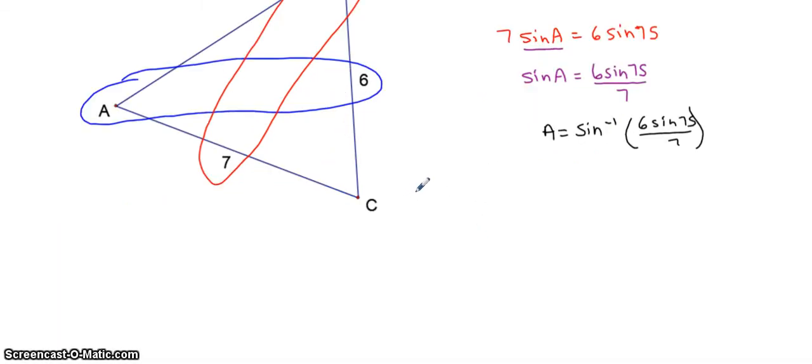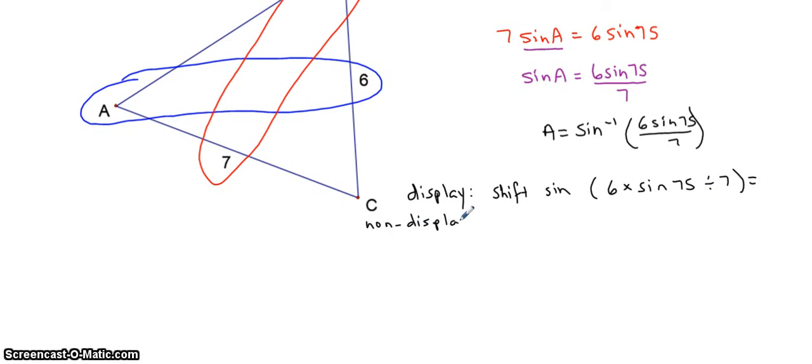Now, to get that into your calculator, if you have a display calculator, remember to get the sine inverse, you press shift or second function, sine, bracket, 6 times sine 75 divided by 7, close the bracket, equals. For a non-display calculator, you're going to do this part first. So that would be bracket 6 times 75 sine divided by 7, close the bracket, then shift sine. You can see here the advantage to having a display calculator is that you type it in just like you see it. Whichever calculator you have, your answer should be 56 degrees.